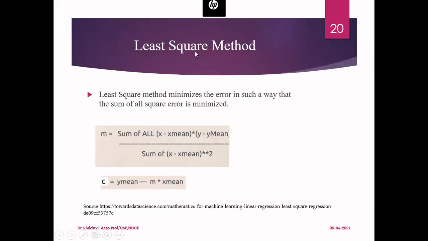When you apply the least square method, you can use this particular formula to find the values of M and C, because they are the parameters of our linear regression model. You can find M by means of this particular equation. So M is nothing but the sum of (x minus x mean) multiplied by (y minus y mean), divided by the sum of (x minus x mean) the whole square. And then once you find the value of M, you can use this M value to find the value of C. So C is calculated as y mean minus M multiplied by x mean.